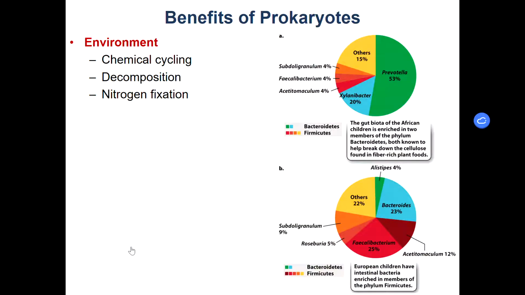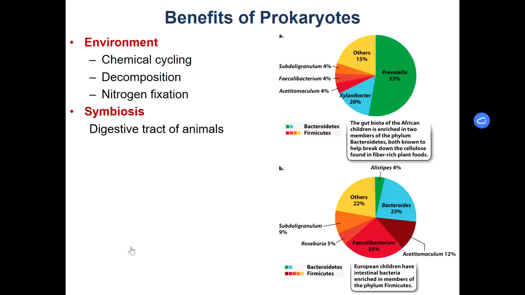So there are benefits to prokaryotes. There are environmental benefits. They help chemicals cycle in the environment. They help with decomposition, so they help to break down dead or decaying organisms, which is great because if they didn't, they would pile up and we would have to deal with that, which would be gross. They help with nitrogen fixation in plants, so certain bacteria help take nitrogen from the soil, and then plants can use that nitrogen to grow, and then we get that nitrogen by eating plants.